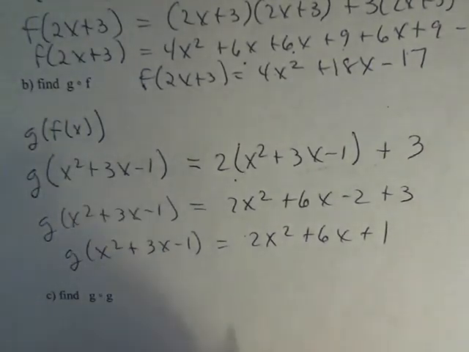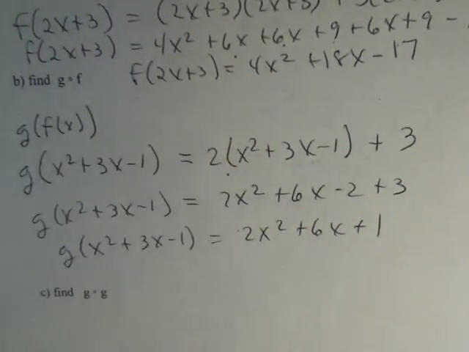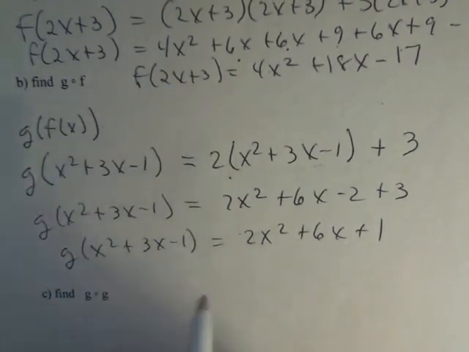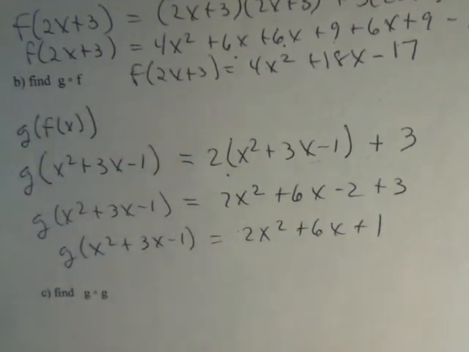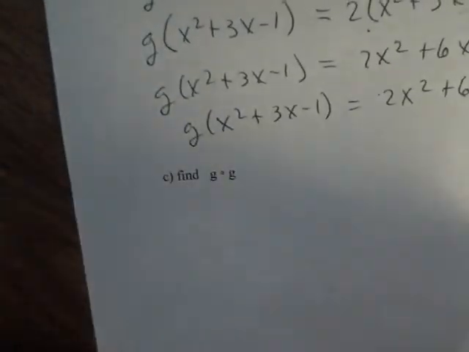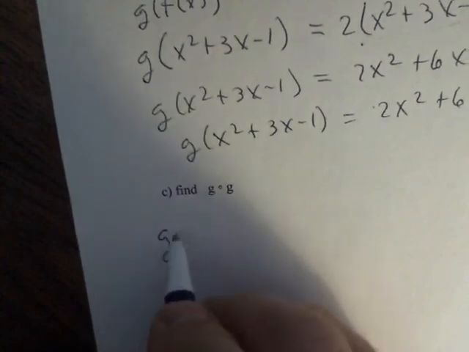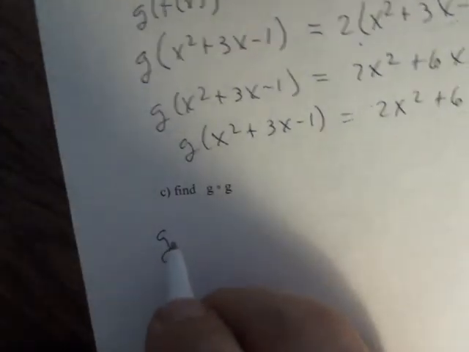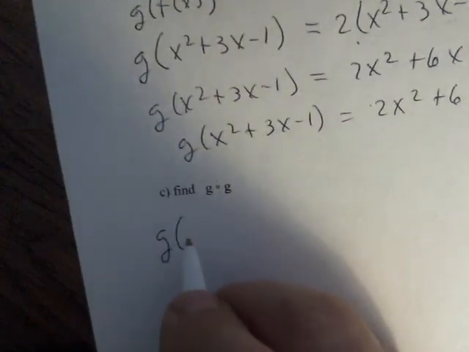Okay, so that one's a little better than the top one. Don't have to square anything. But you just have to remember what substitutes in for what, and not make the mistake of thinking you're multiplying functions together. Don't do that. All right, last one. We're going to do g composed with g. I'm not going to do f composed with f because that would be obnoxious. But I will do g composed with g.